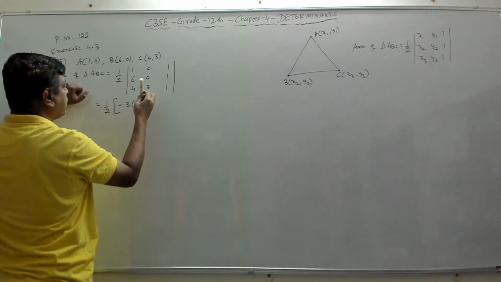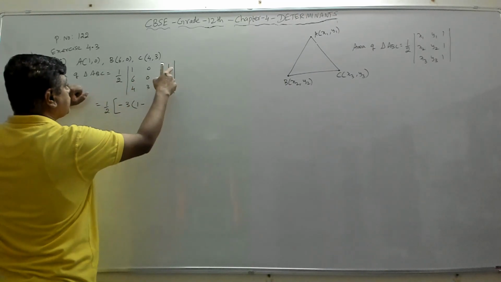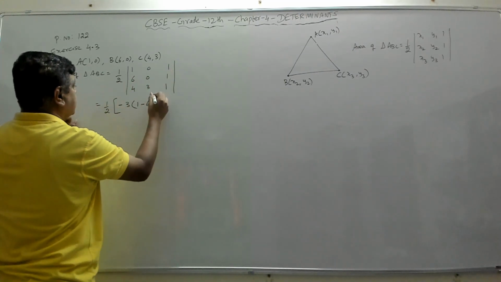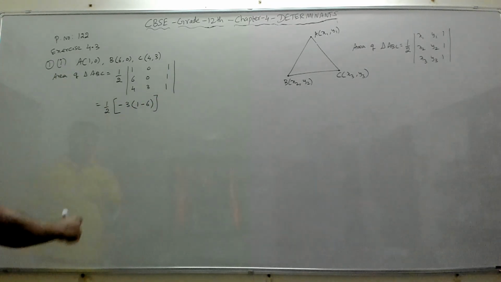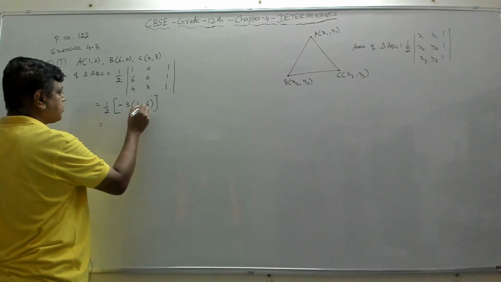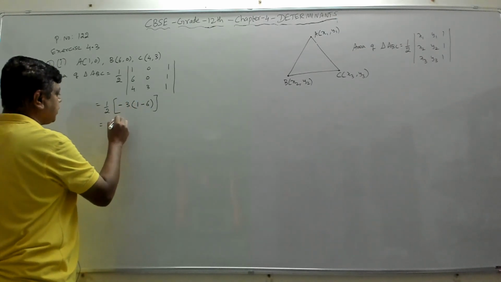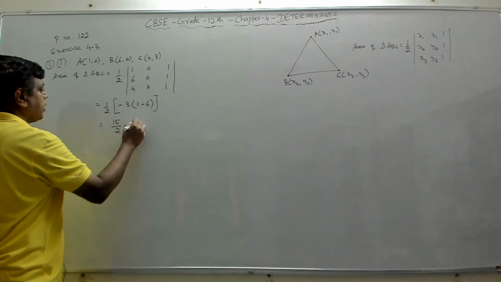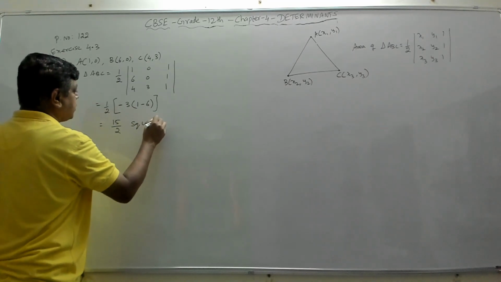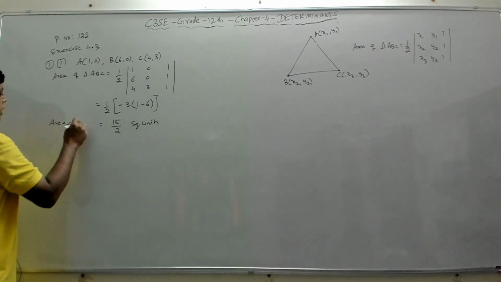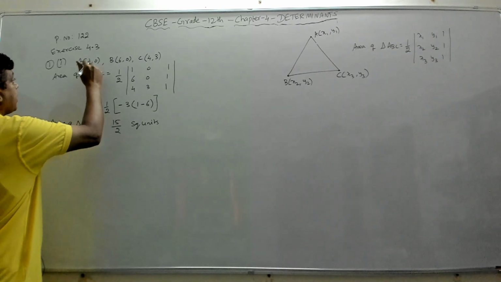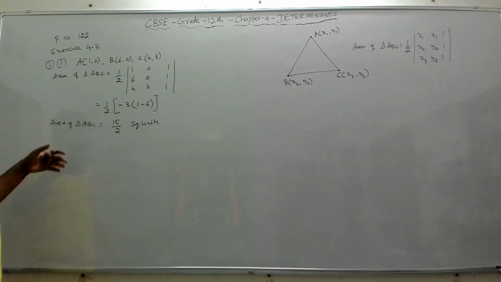1 into 1 is 1, minus 6 into 1 is 6. Close. Fine. So now what do we get? 1 minus 6 is minus 5, minus 5 into minus 3 is 15 by 2 square units. So this is the area of triangle ABC. If you take the given 3 vertices as ABC, this is the area of the triangle.